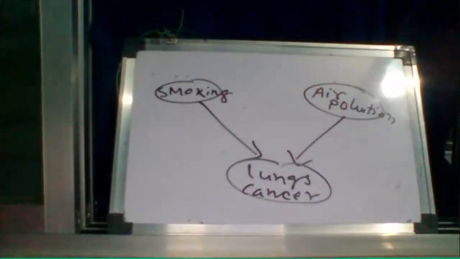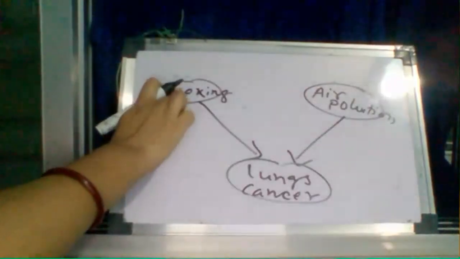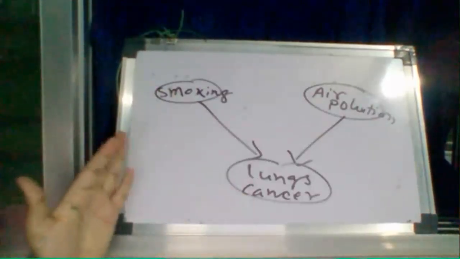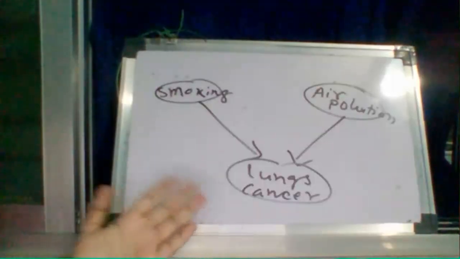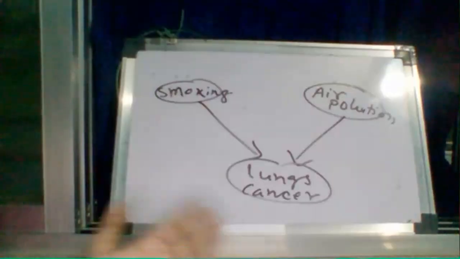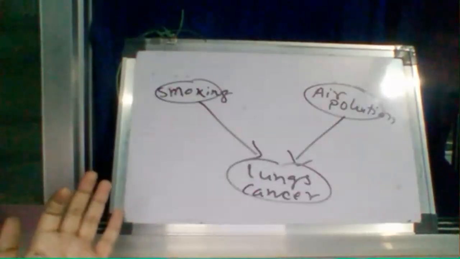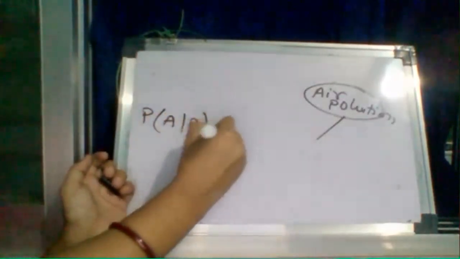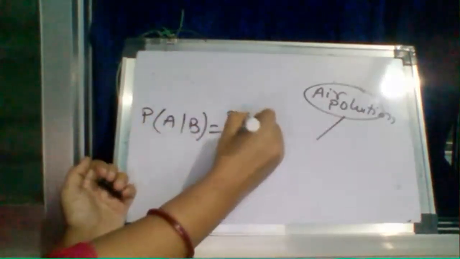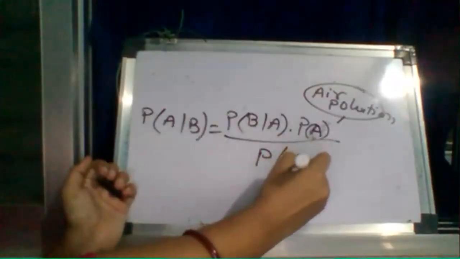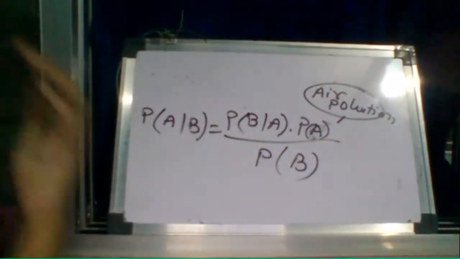So if somebody has lung cancer and we want to find whether it's due to smoking or air pollution, then we have to find the probability of lung cancer if the person smokes, and the probability of lung cancer if the person is a non-smoker. Lung cancer may occur due to only air pollution. In those cases, we have to consider the probabilistic model, and we know that the probability of A given B, this is conditional probability, is equal to the probability of B given A into the probability of A divided by the probability of B. This type of conditional probability based problem we have already done.